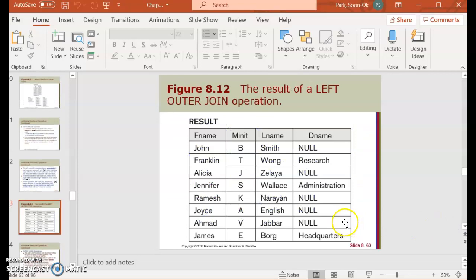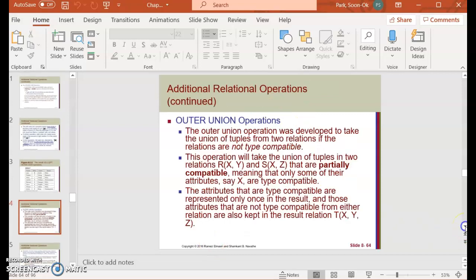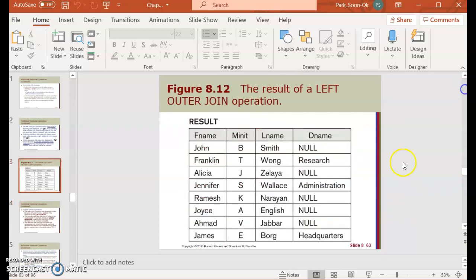In this example, a left outer join between employee and department includes employees whose department has not been assigned. John, Alicia, Ramesh, Joyce, and Ahmad will be included by applying left outer join. With an equi join, the output applies only to employee and department, and only Franklin, Jennifer, and James are found. So the left outer join includes those who are not assigned to a department yet.